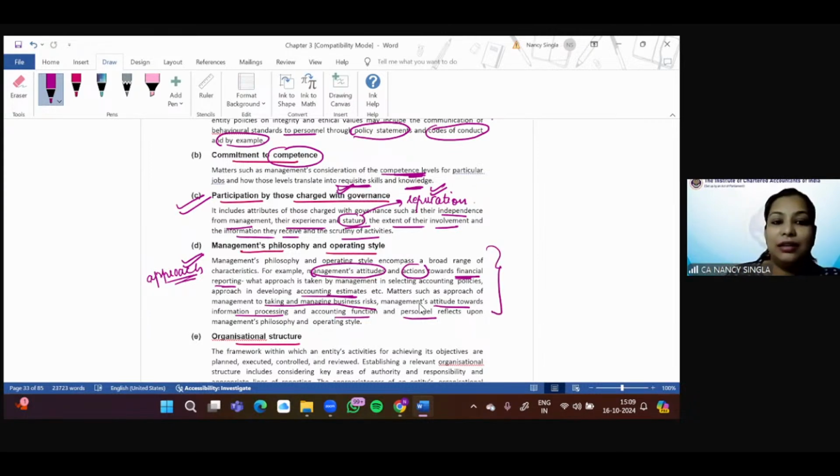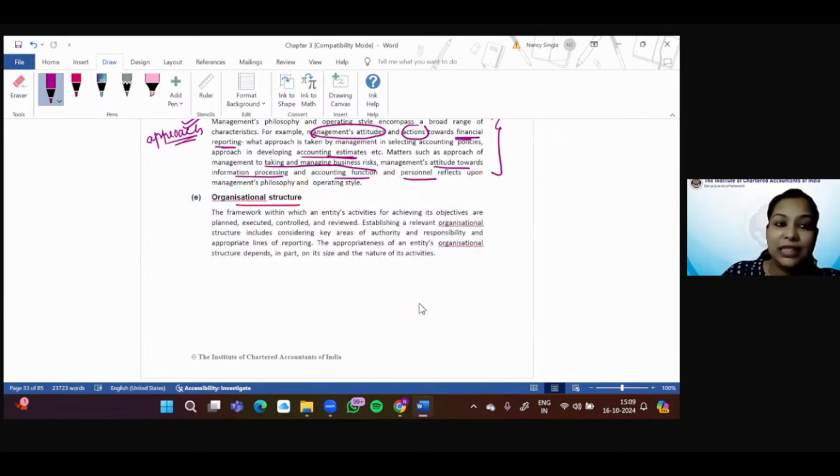See, what is the philosophy of the management when they are selecting the accounting policies or the accounting estimates? Is it a conservative approach or a regressive one? So the elements of control environment include the management philosophy and operating style. The organizational structure. See, what is organizational structure? It is basically a framework within which the entity's activities for achieving the objectives are planned, executed, controlled, and reviewed. So this line explains what an organization structure is, right?